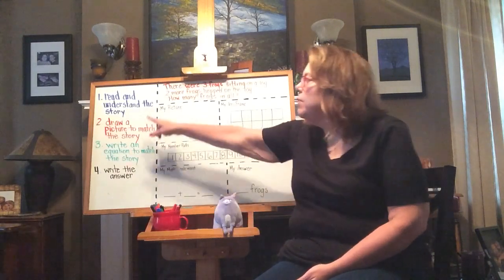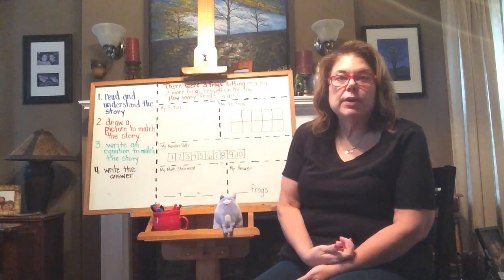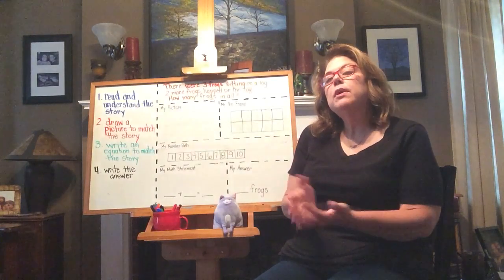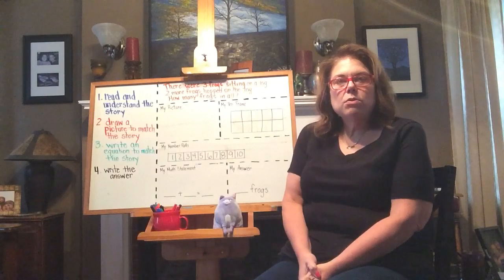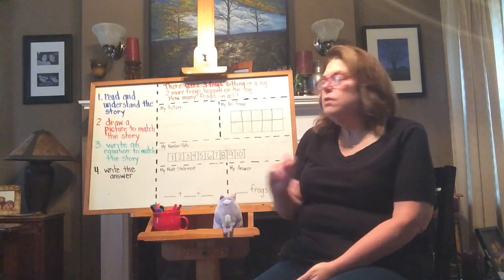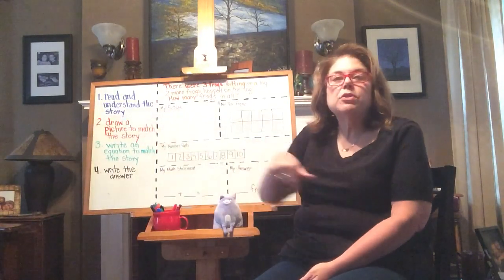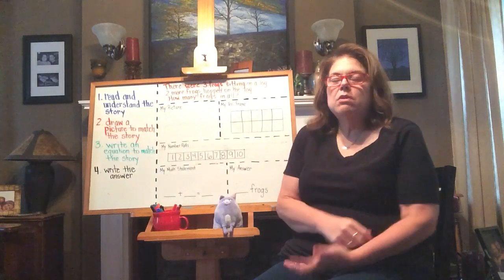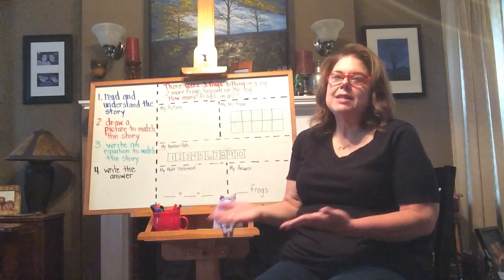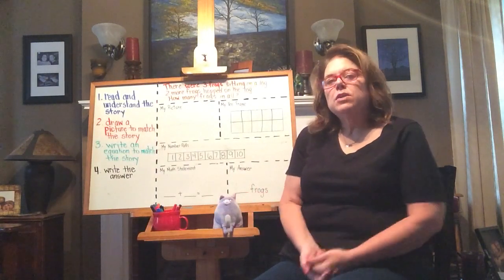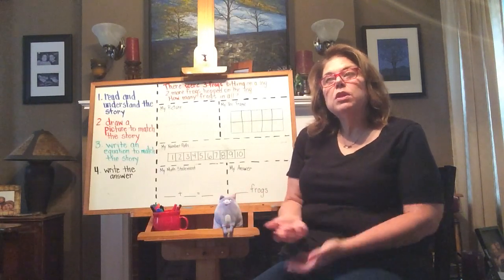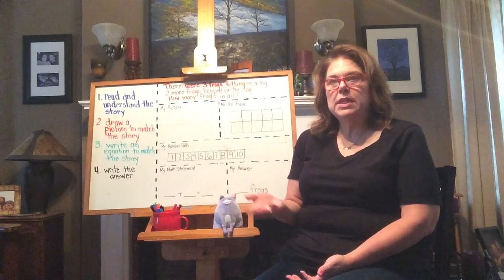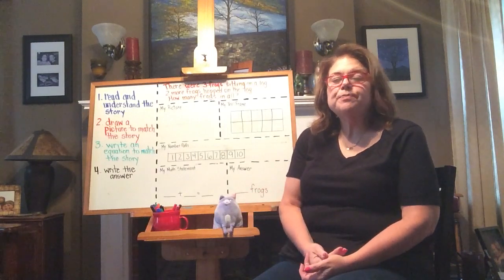First thing we need to make sure we do is read and understand the story. Just like when you're reading a book, you want to make sure that you understand what you're reading. Same with the story problem. Number 2 that we have to do is draw a picture to match the story. So you can't just draw any picture. It has to match what the story is saying. Just like the illustrator tells the story with pictures, you're going to do the same thing for a story problem. You're going to tell that story with pictures.